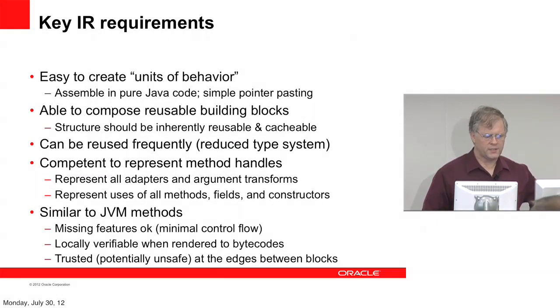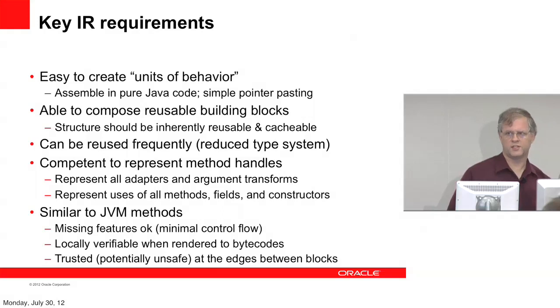What are the requirements that we were conscious of? Easy to create the IR, easier than bytecodes. Bytecodes are kind of, the ASM tool is wonderful, we use it. But bytecodes are still, you don't want to create a new block of bytecodes every time you make a method handle. Whereas it is plausible, in some cases at least, to create a new IR bundle for every method handle, because it's just a few pasting of pointers together.